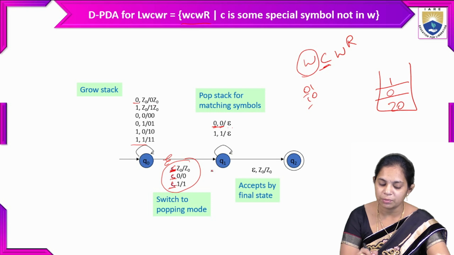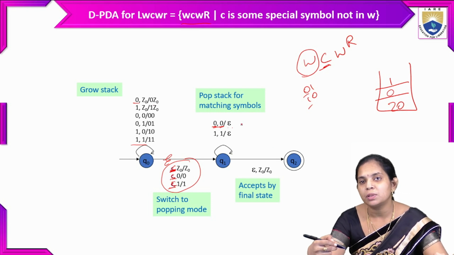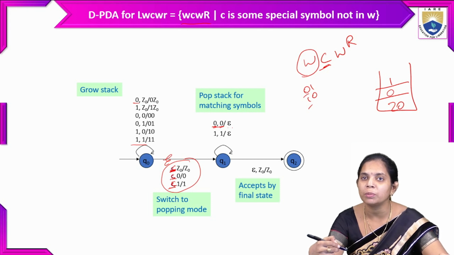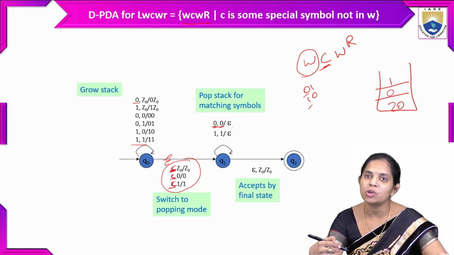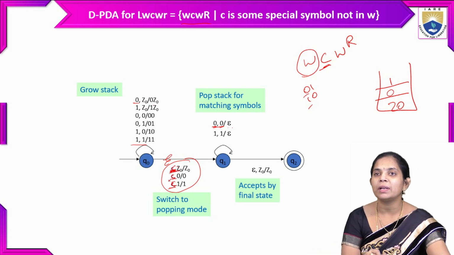That is how we converted the non-deterministic pushdown automata to a deterministic pushdown automata. How can we say that this is a deterministic pushdown automata? There is a clear observation: whenever the C symbol appears, we need to do the pop operation. So there is no guessing kind of thing.